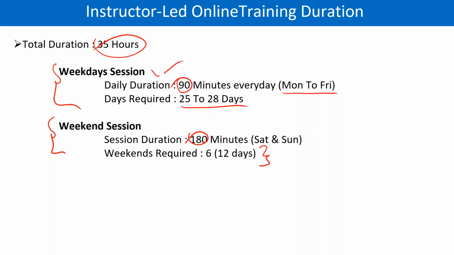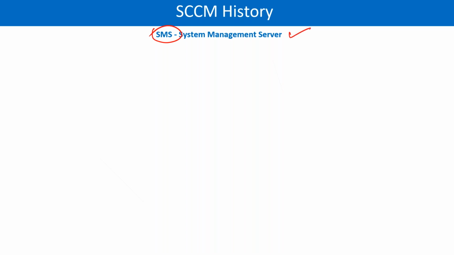Okay, the first one. Now let's discuss SCCM. What is SCCM and when did this start? So let's talk about the historical background of SCCM. SCCM is a Microsoft product, and the old name of this product was SMS, System Management Server.